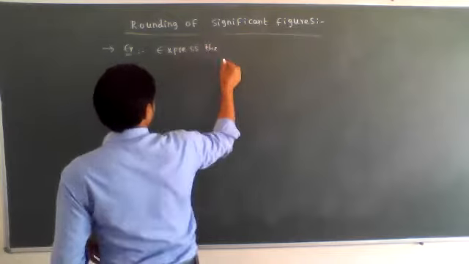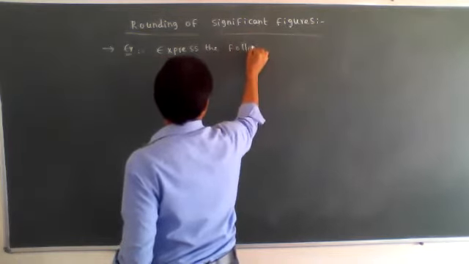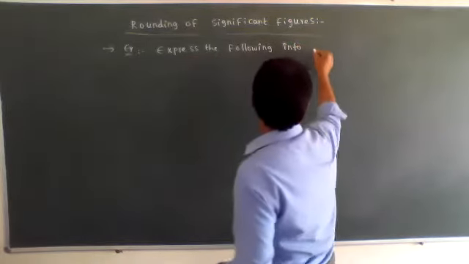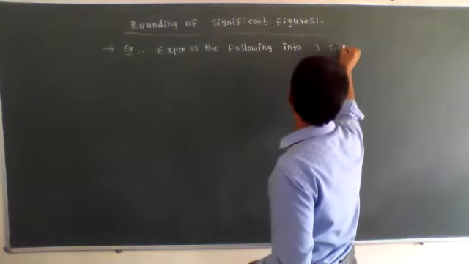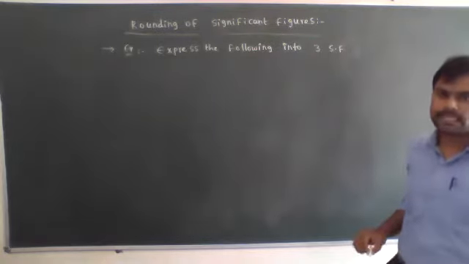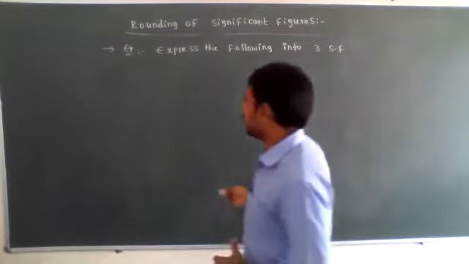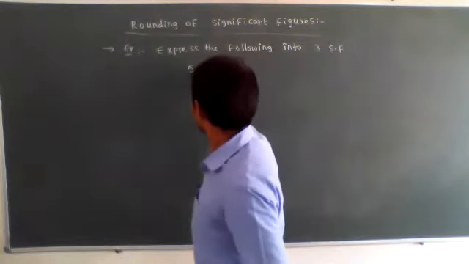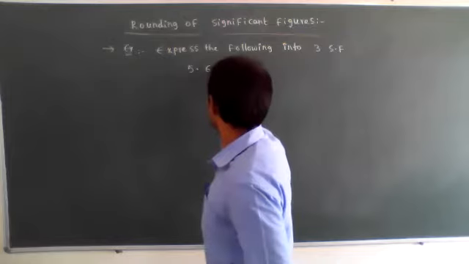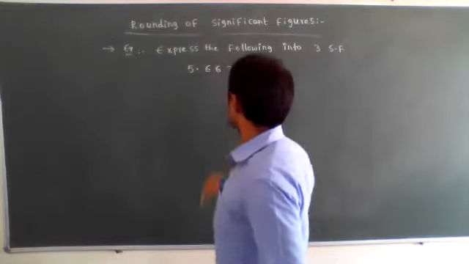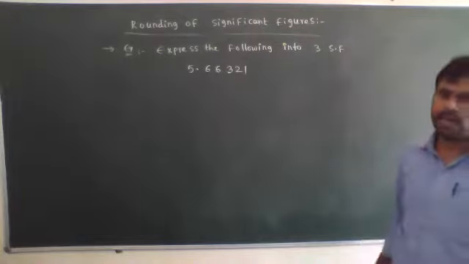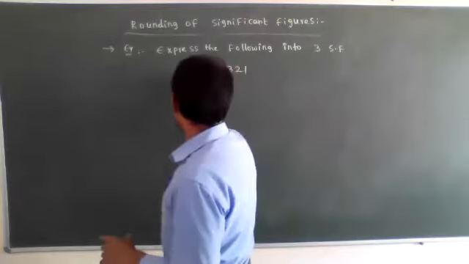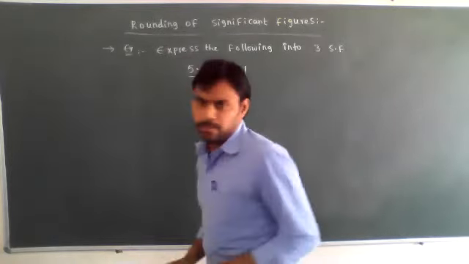Express the following into 3 significant figures. The question gives one digit, that is 5.66321. This is one big digit. We have to express this digit by rounding off up to 3 significant figures. Rounding off up to 3 significant figures means 5.66.